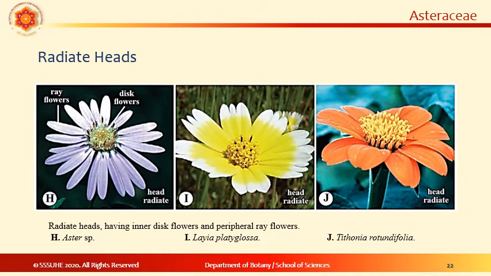The next type is the radiate head, having an inner disc flower and peripheral ray flowers. Here are some of those examples.